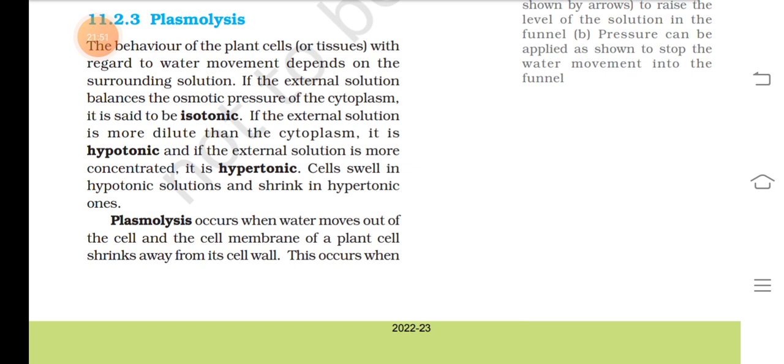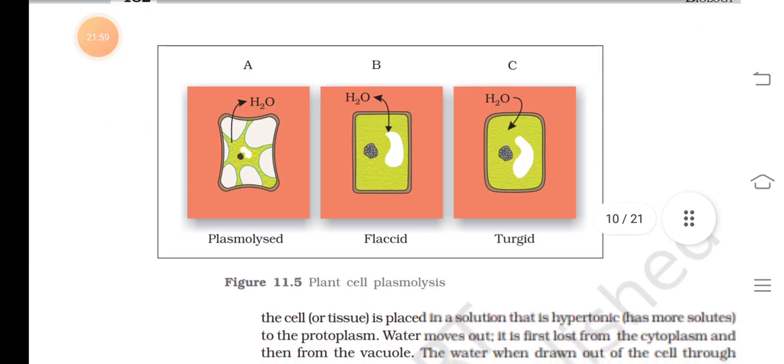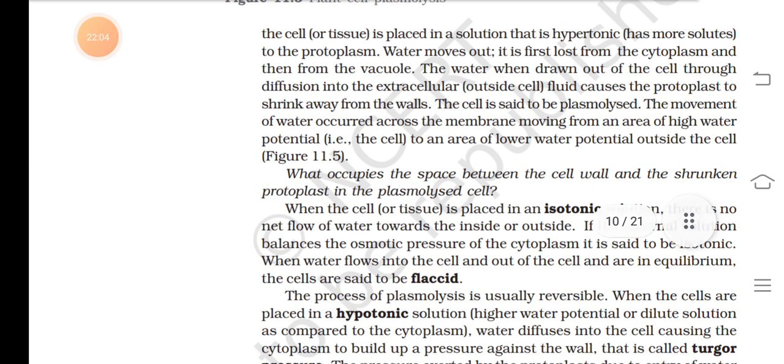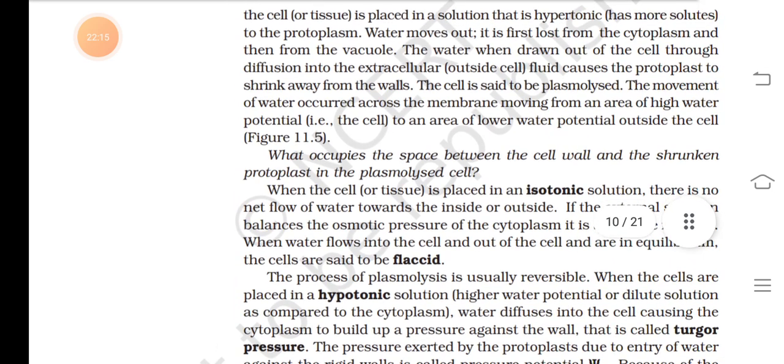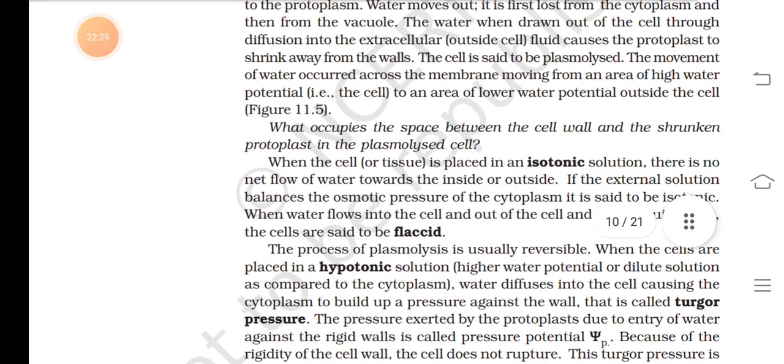Plasmolysis occurs when water moves out of the cell and the cell membrane of a plant cell shrinks away from its cell wall. This occurs when the cell is placed in a solution that is hypertonic, that has more solutes than the protoplasm. Water moves out. It is first lost from the cytoplasm and then from the vacuole. The water, when drawn out of the cell through diffusion into the extracellular fluid outside the cell, causes the protoplasm to shrink away from the walls. The cell is said to be plasmolyzed.